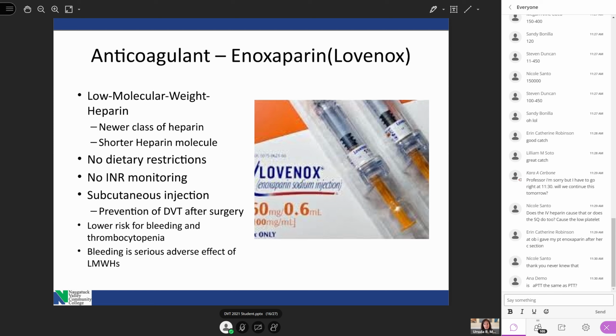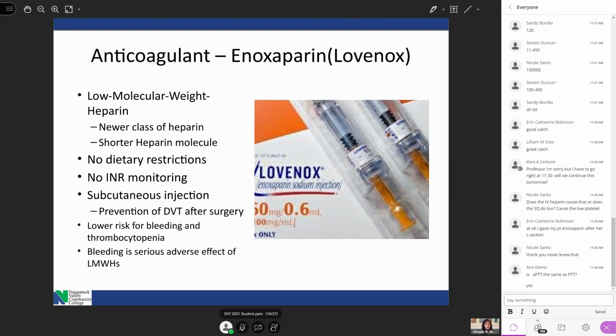Is PTT the same as, yeah, PTT? Yeah, we basically call them PTT, but there's also PT. They're two different tests, okay? And they watch two different things. I'll get to that.